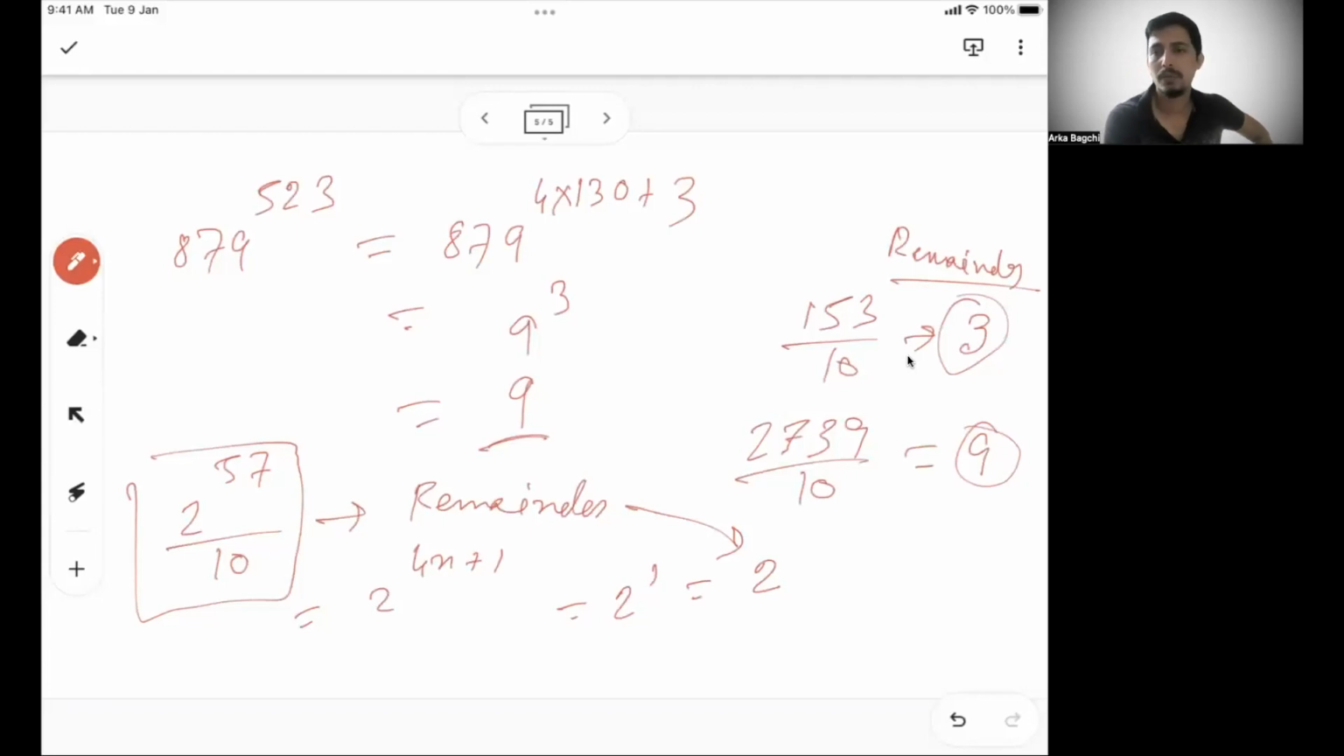So this is about today's session. We talked about how to calculate the last digit, what the concept of cyclicity is, and then gave you a generic formula, the easiest formula to remember how to calculate the last digit.